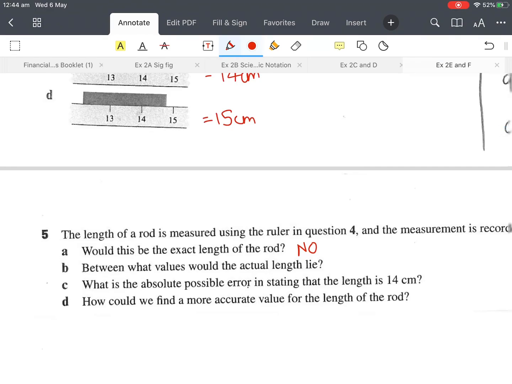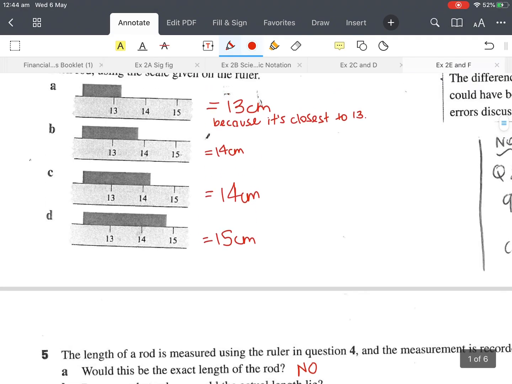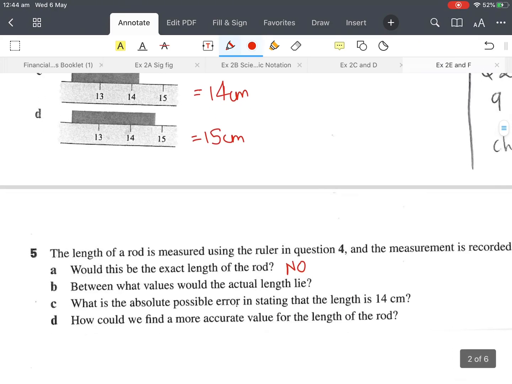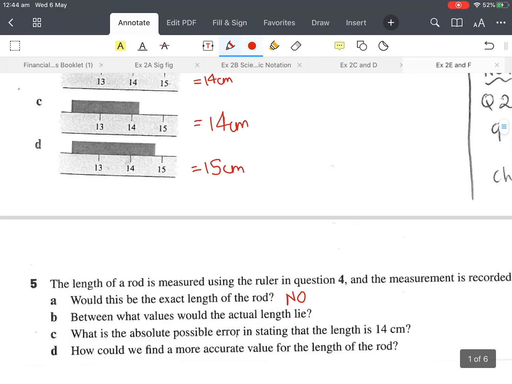Between what values would the actual length lie? Well, what do you think about this one? Okay, could be anywhere, really. All right, so what we normally do is we take half of whatever the smallest unit is on our ruler. So what's our ruler measuring to? To the nearest what? Each of those strokes represents a centimetre, doesn't it? So this ruler is measuring to the nearest centimetre.